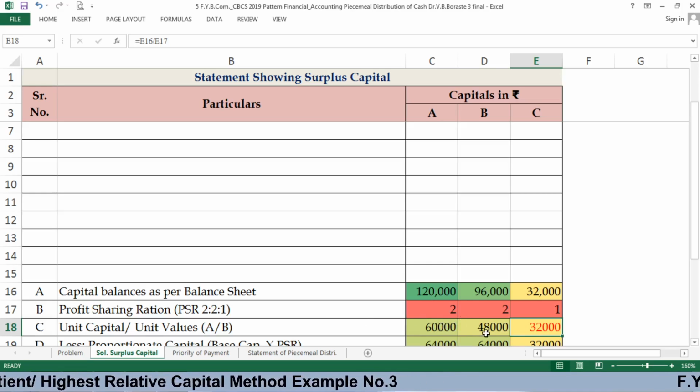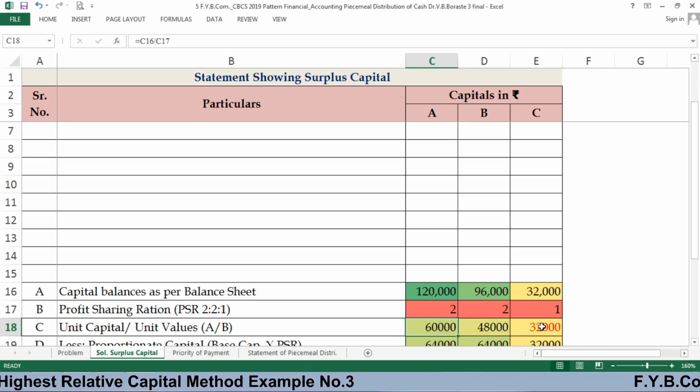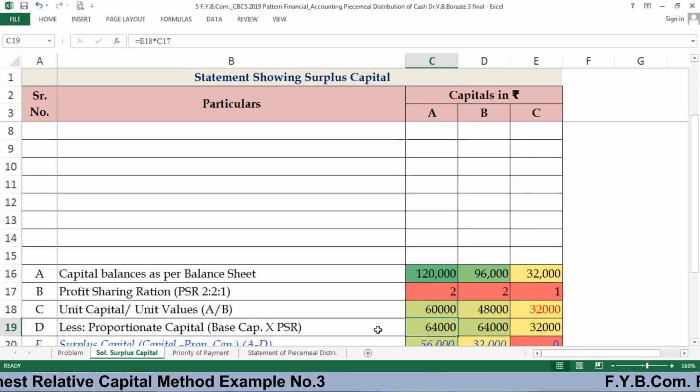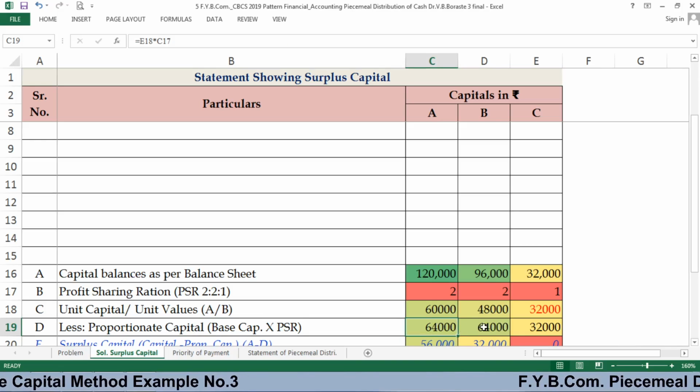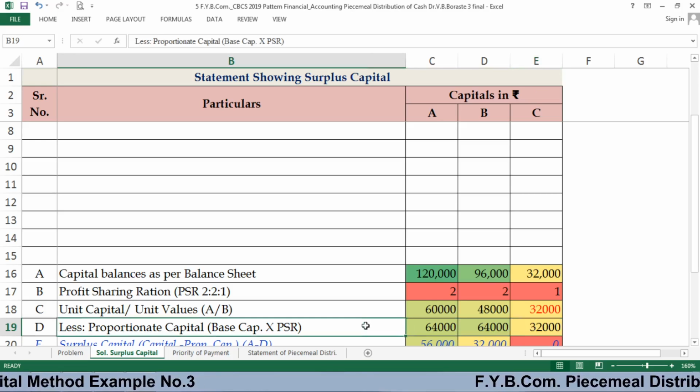So proportionate capital means base capital into profit sharing ratio. Here base capital is 32,000 as it is the least amount from these three amounts. So the next step is proportionate capital. The formula is very easy, base into PSR. So base is 32,000 and we are going to multiply by its profit sharing ratio. So multiply by 2, it comes to 64,000 for A, 64,000 for B and 32,000 for C. So it is our proportionate capital.